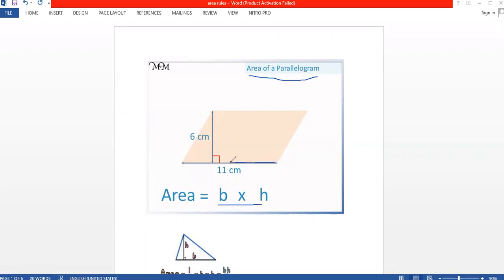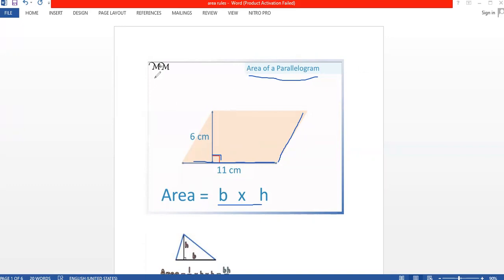So this is the base, and this is the height. We just multiply the base by the height. So here in this example, the base is 11 and the height is 6. Guys, you have to notice that the height is perpendicular, making a square corner with the base. If you are given this side, we don't care about it, but we care only for the base and the perpendicular height. So the area in this case, the base, which is 11, multiply the height, which is 6, equals 66 square centimeter.